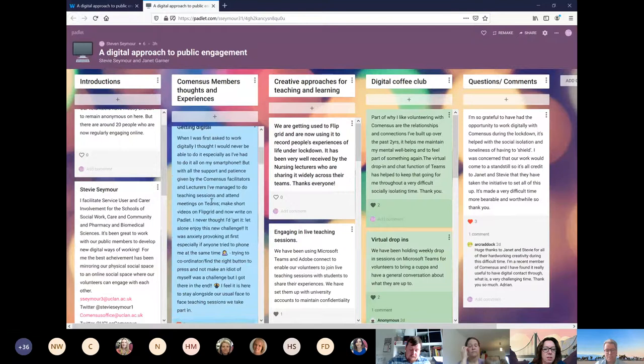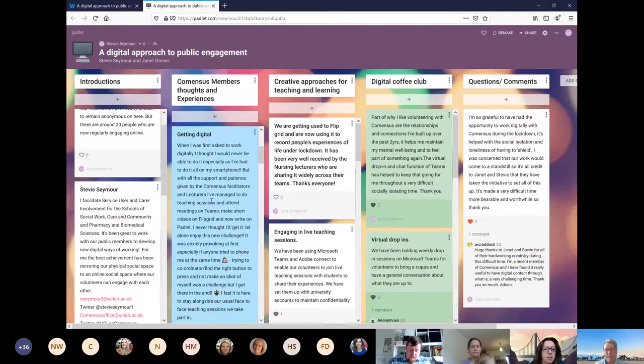And I think one of the ones I'll just quickly look at is this one. So this volunteer talks about when they were first asked to do some of this, they thought they wouldn't be able to do it, because they only had a smartphone at home. But with the support and the patience given by myself and Janet and lecturers, they were able to not only get onto these things, but really make positive contributions.